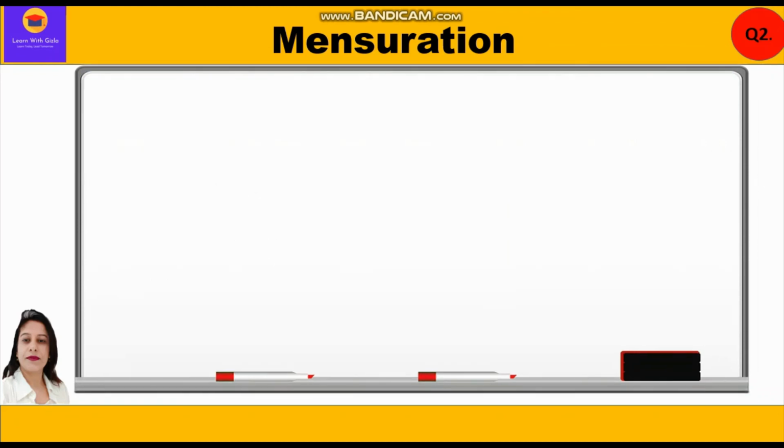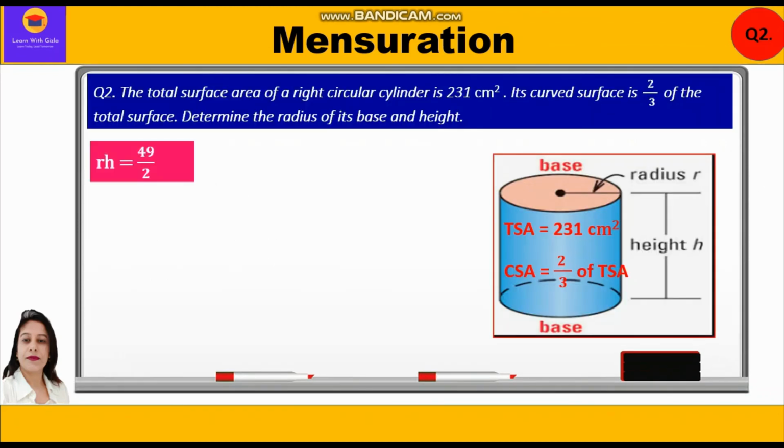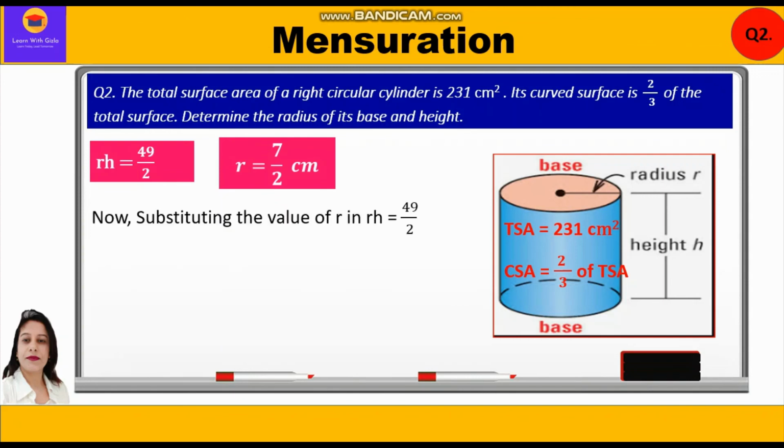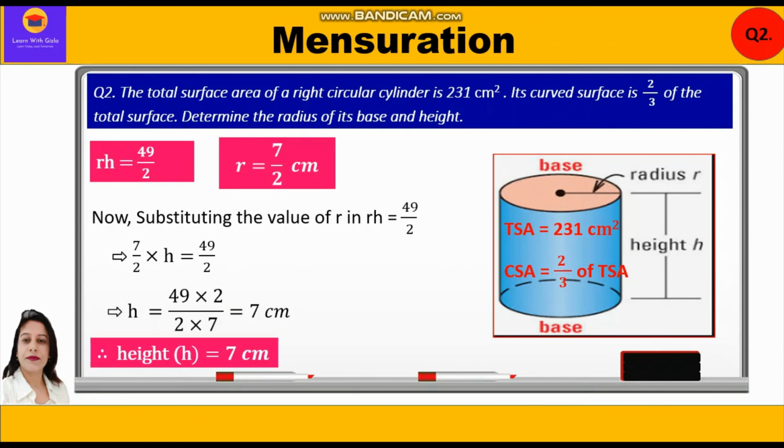Now we got the r h, which was equal to 49 by 2, and radius, which is equal to 7 by 2 centimeter. Now we shall substitute the value of r in this equation. r h is equal to 49 by 2, and we will write 7 by 2 into h is equal to 49 by 2. So h is equal to 49 into 2 upon 2 into 7, which is equal to 7 centimeter. So we can say the height of the cylinder is 7 centimeter.